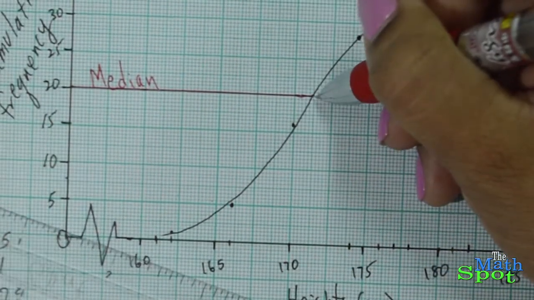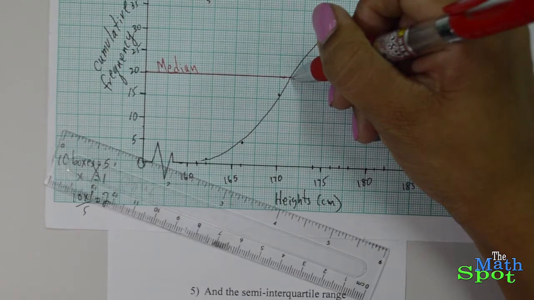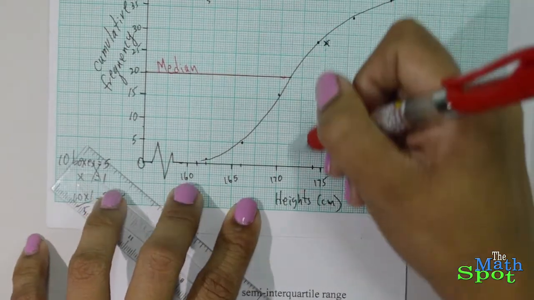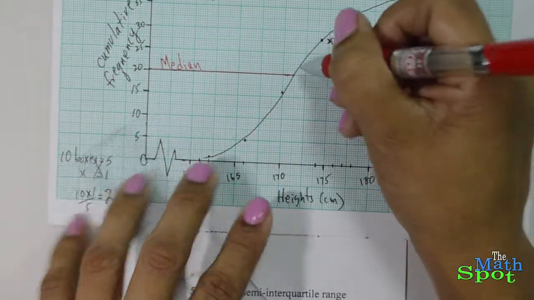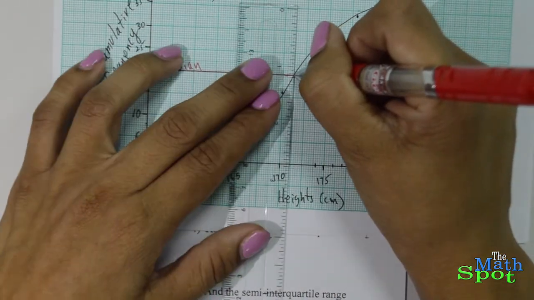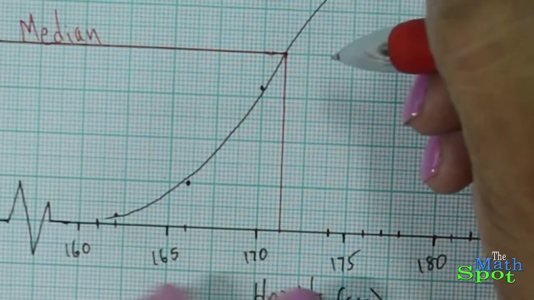That line is drawn until it reaches your curve. Once it reaches your curve, you're going to draw now a vertical line coming down to your x-axis because we're looking for the median height. So I'll put that in there for you, making sure this is as accurate as possible.